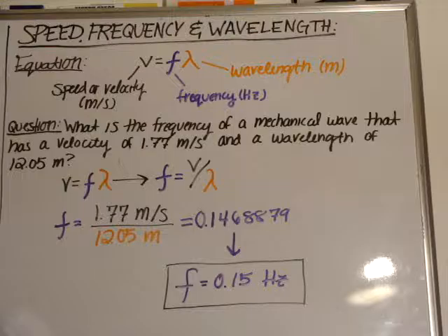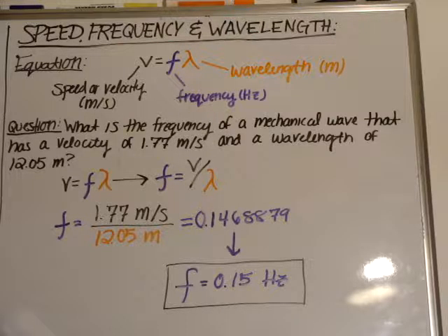It's got a Greek name, but the speed or velocity is in meters per second, the frequency is in units called hertz, and then the wavelength is in meters. So we're going to be using that for the next practice problem. So the question is, what is the frequency of a mechanical wave that has a velocity of 1.77 meters per second and a wavelength of 12.05 meters?